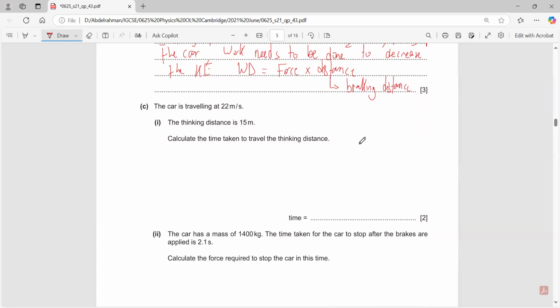The car is traveling at 22 meters per second. The thinking distance is 15 meters. Calculate the time. This is a very simple question. Speed equals distance over time, so time equals distance over speed. The distance is 15 and the speed is 22. 15 divided by 22 would be 0.68 seconds. Not dollars, seconds.